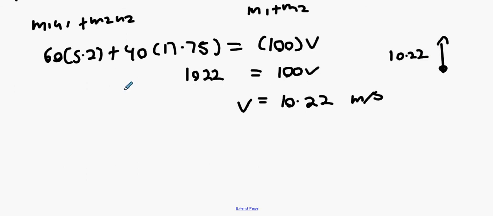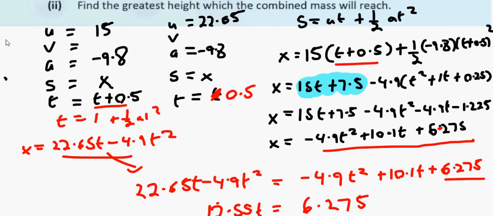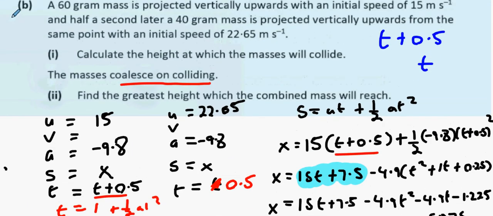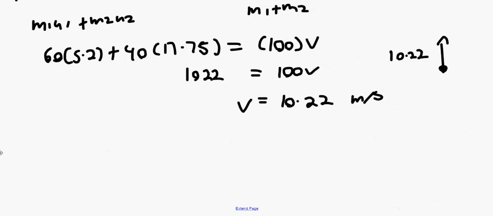Now, what do I have to find out? The greatest height it will reach. Alright, no bother. What are we going to do with this? How high in the air is it currently, before we even begin? Yeah, 10.1 meters in the air currently. And now the combined mass is going to go an additional height into the air as well, right?